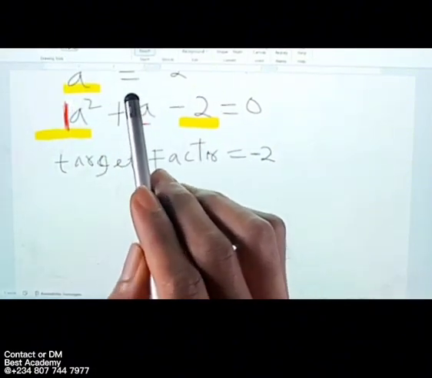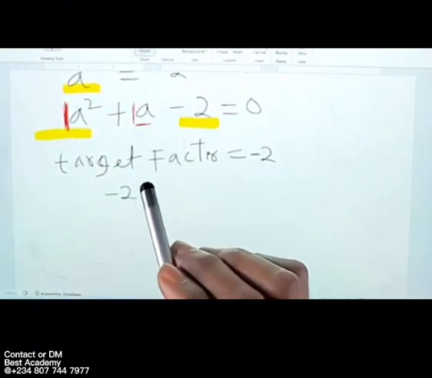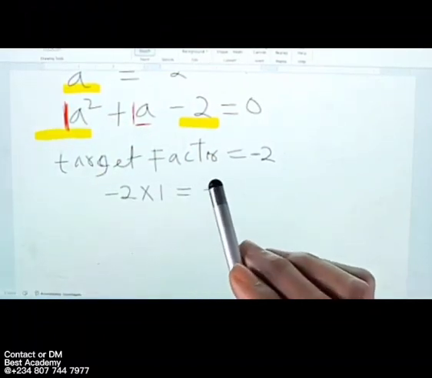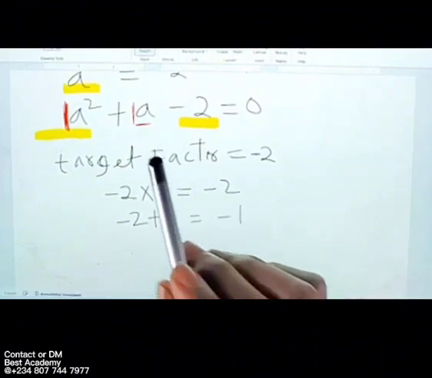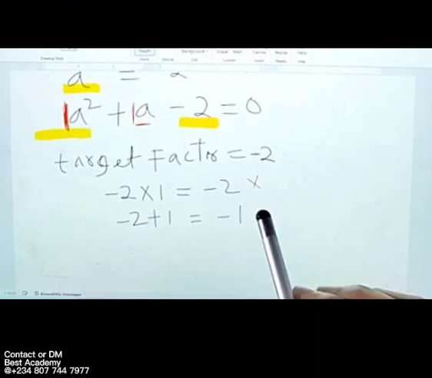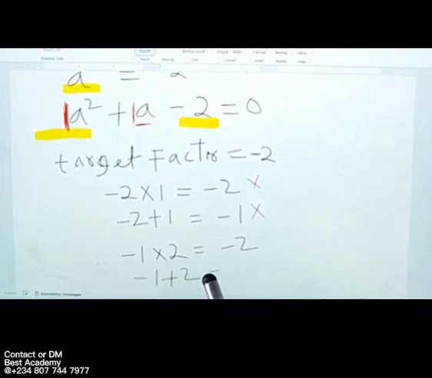There's an invisible 1 here. So for the first one, we consider minus 2 times 1. Minus 2 times 1 will give us minus 2, but minus 2 plus 1 will give us minus 1. That means this pair here is not the real factor to what we are solving here. So now let's try the next one: minus 1 times 2 will give us minus 2, and minus 1 plus 2 will give us 1. That means this particular pair here is the real factor.